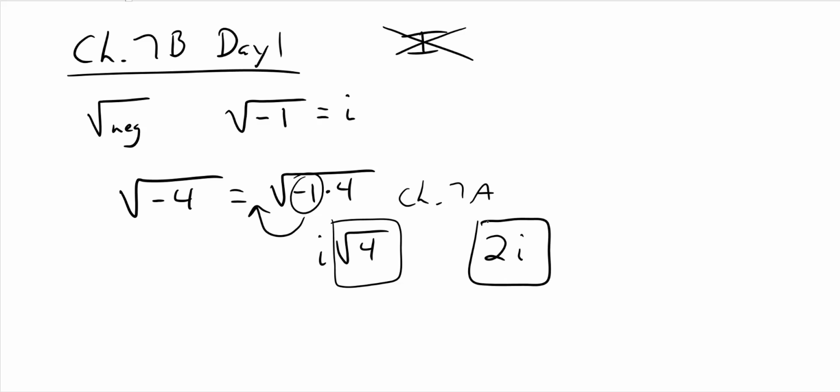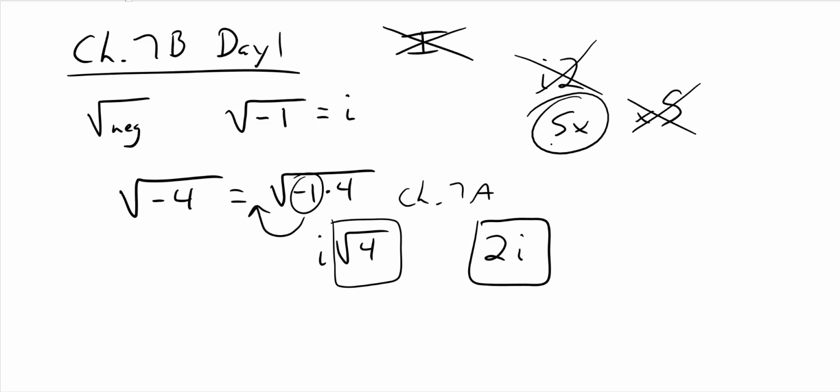You treat it like a variable. I've had kids say, well, Mr. Chris, can I do i2? And you can't, because it's just like you say 5x, right? You don't say x5. So the answer to this one is 2i.